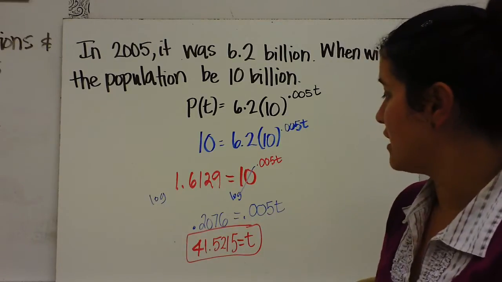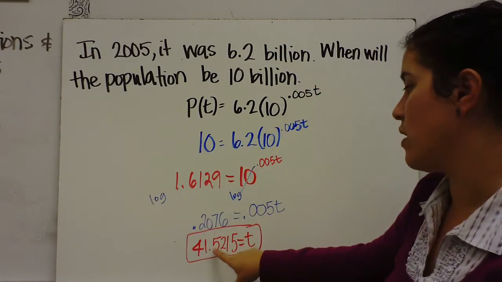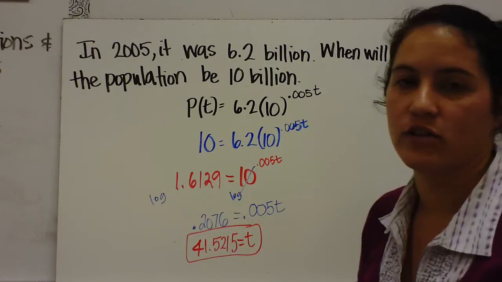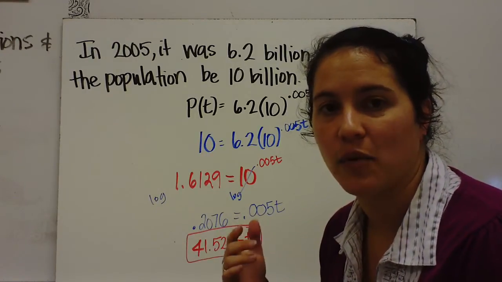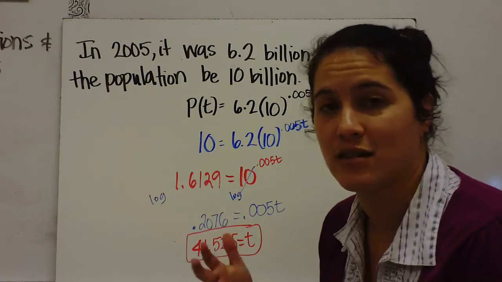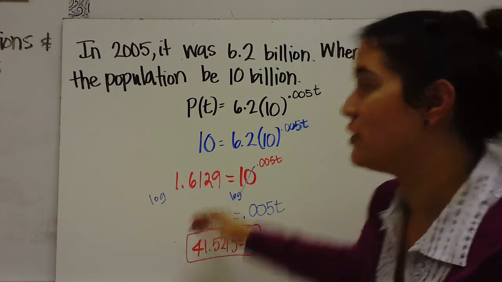So that means it's going to be 2005 plus 41.5215 years, which should make sense because the problem we just did asked for when it's going to double to 12 billion and it was 61 something years. So you know it's going to take a little bit less to be 10 billion.